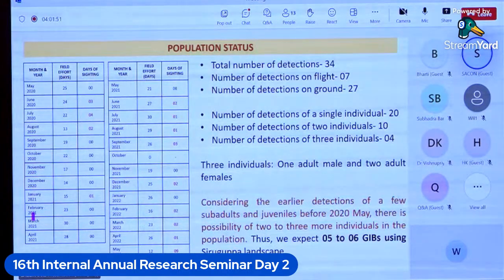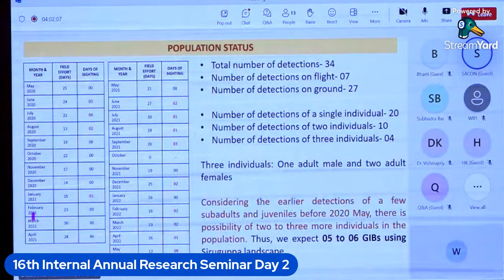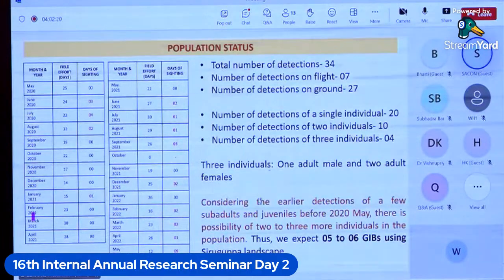Even considering the two birds before our study, we also had a detection of a few young ones. We presume, based on the simultaneous detection of 3 birds together and also a few young individuals, that there is a possibility of about 5 to 6 birds using this particular landscape.